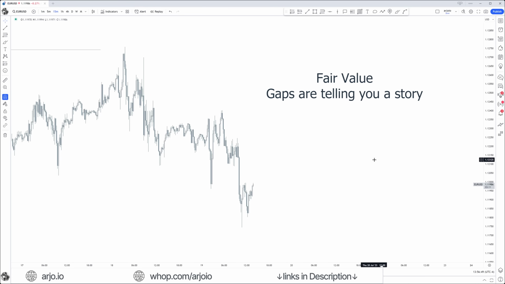Fair value gaps are telling you a story, and it's up to you to understand the story. So allow me to explain what the fair value gaps are trying to tell you. When you do understand the story that the fair value gaps are trying to tell you, you can get to a draw on liquidity way easier. You will understand certain characteristics of price, and in general, it will make your trading much easier to understand.